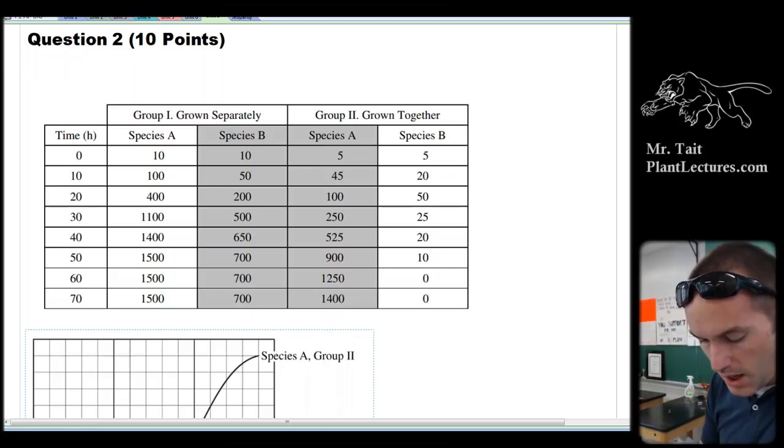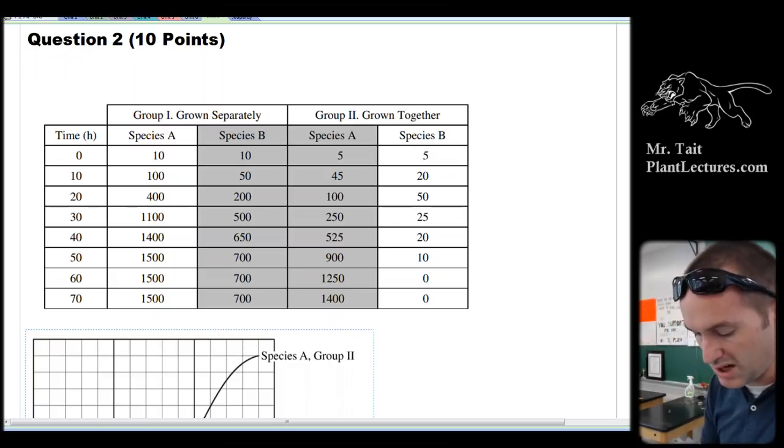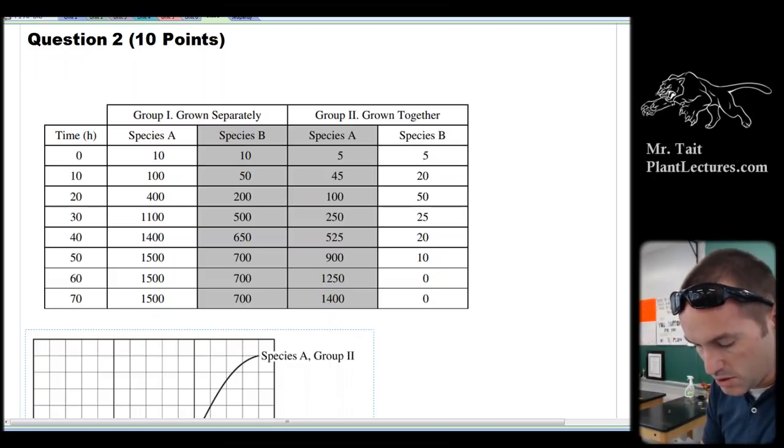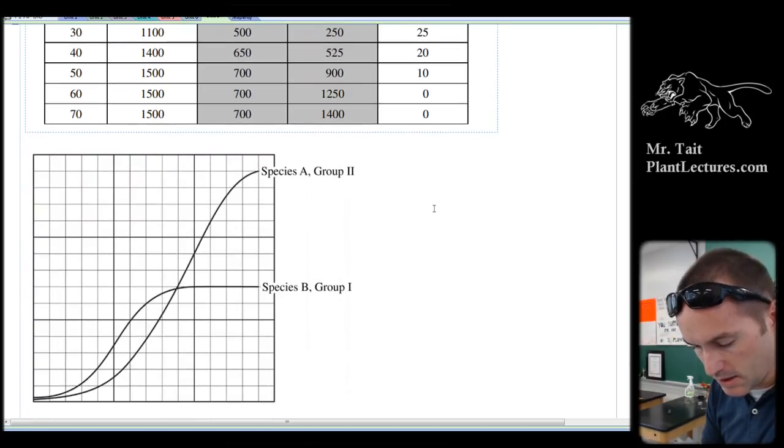Cool. The growth curves for species B in group 1 and for species A in group 2, the shaded columns, have been plotted on the template. Use the template to complete the appropriately labeled line graph to illustrate the growth of species A in treatment group 1 and species B in treatment group 2, the unshaded columns. Okay, so what we have here is a graph. Right? And you just needed to plot this.